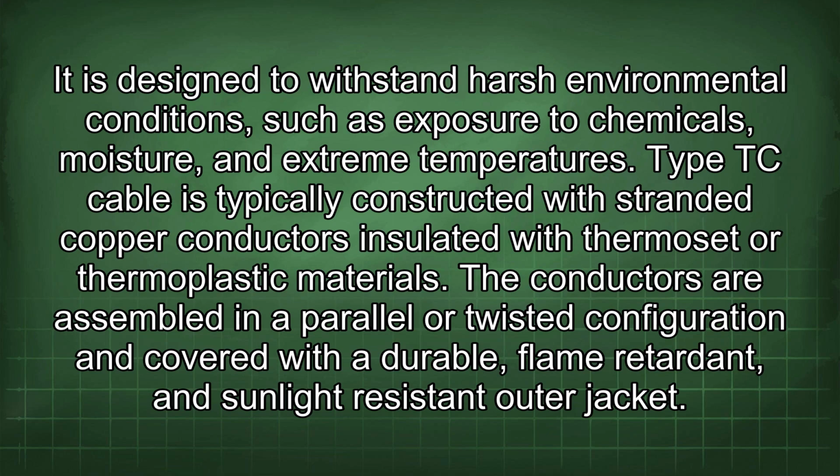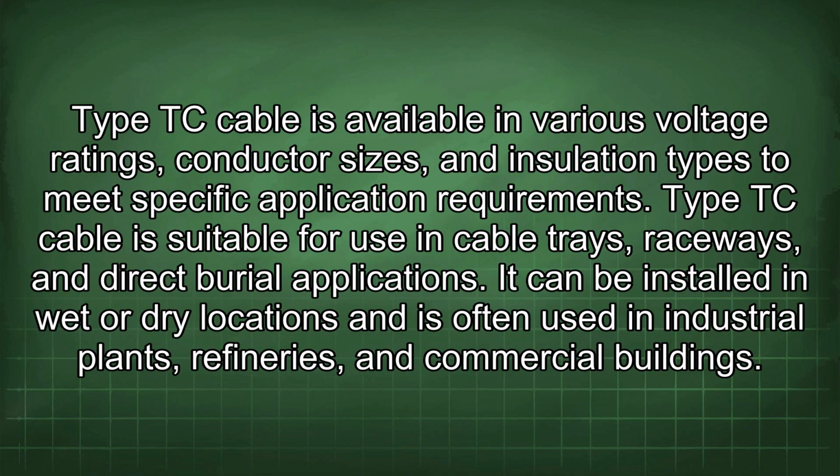Type TC cable is typically constructed with stranded copper conductors insulated with thermoset or thermoplastic materials. The conductors are assembled in a parallel or twisted configuration and covered with a durable, flame-retardant, and sunlight-resistant outer jacket. Type TC cable is available in various voltage ratings, conductor sizes, and insulation types to meet specific application requirements.